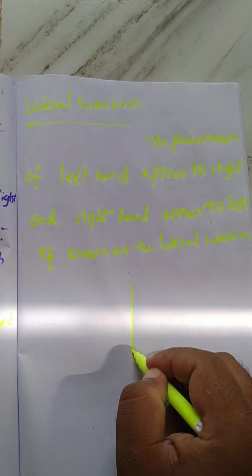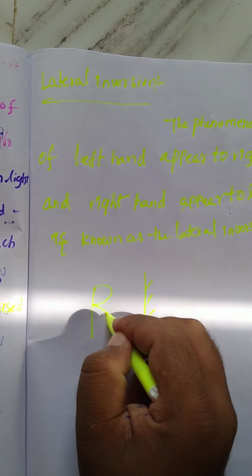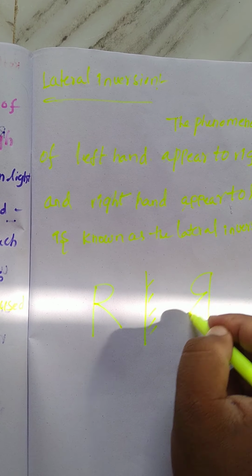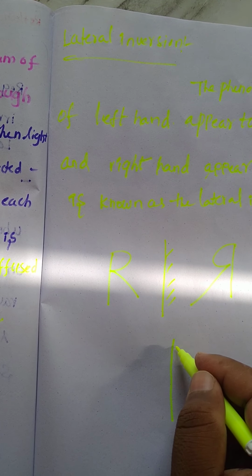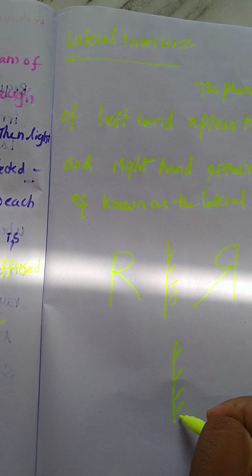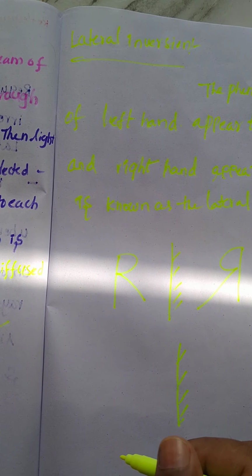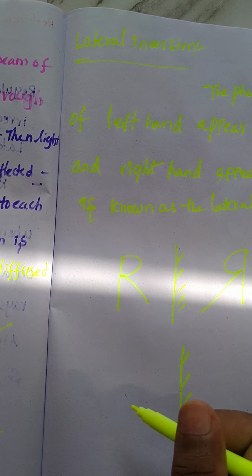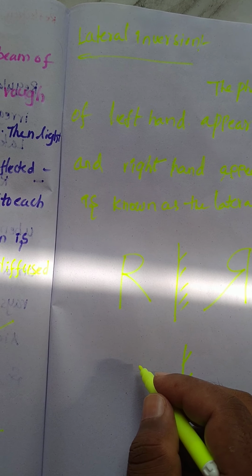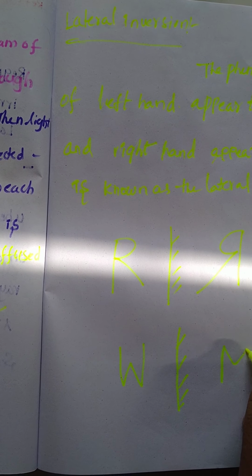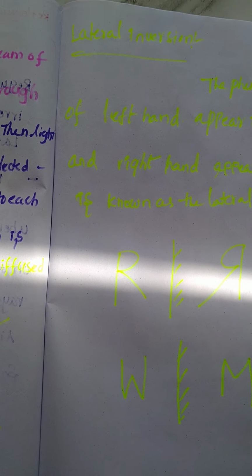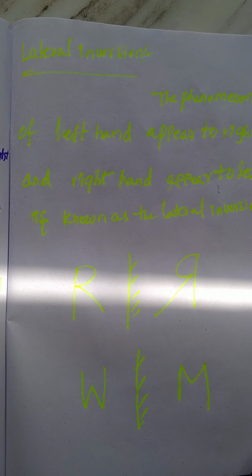So for example, if you take a plane mirror and I keep the letter R like this, then the image will look like this, right? Or if I keep a W, then the image will look like this. This is about lateral inversion, dear students.